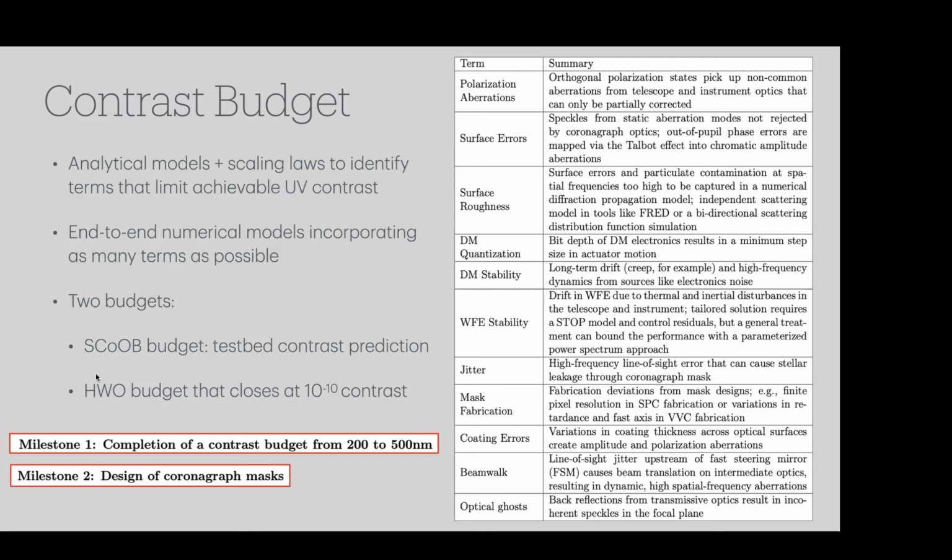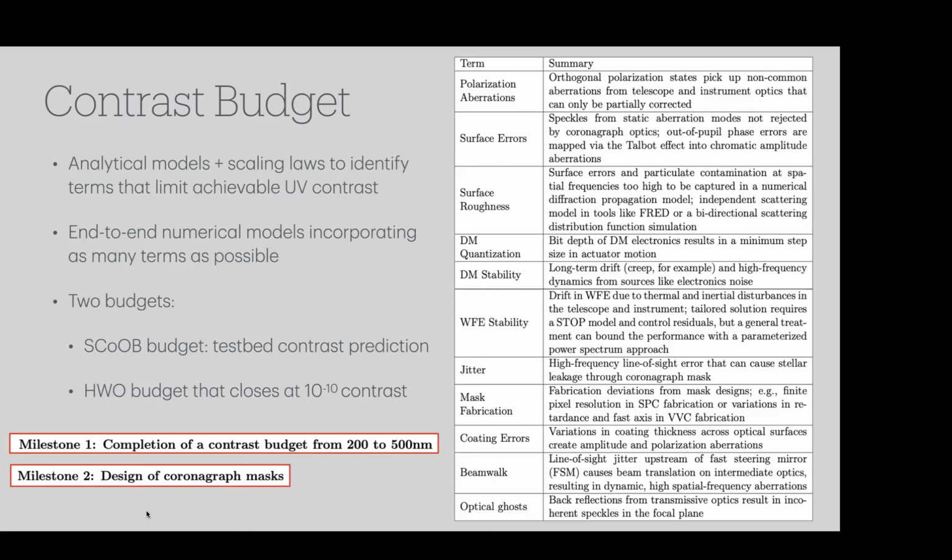And so I suspect we'll learn a lot from that, right? Because we'll understand which terms you really have to work hard on, whether it's the quality of the OAPs, or controlling your telescope jitter or wavefront stability or things like that. And so then we'll be able to produce some kind of estimate of what we think the big trades will be for HabWorlds, if you wanted to get to these sort of contrast levels with a notional design at least.